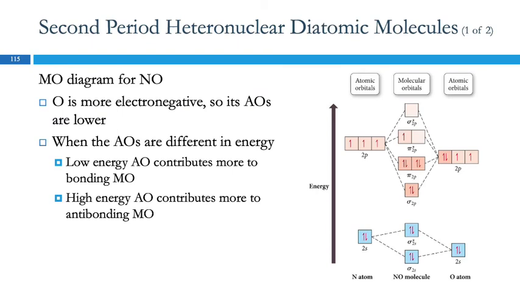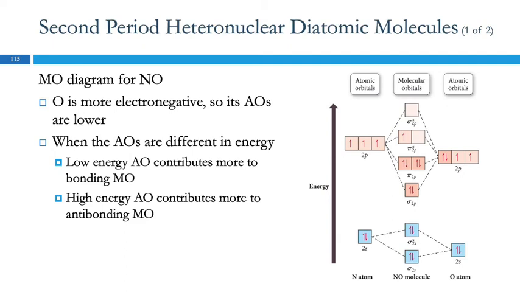Now we're going to look at heteronuclear diatomic molecules. So here we have 2 atoms that are of different elements. So this is the MO diagram for NO. Oxygen is more electronegative, and so its atomic orbitals are a little bit lower in energy than nitrogen's. But the s orbitals are going to combine to form sigma and sigma star. The p orbitals are going to form sigma, pi, pi star, and sigma star. Okay?